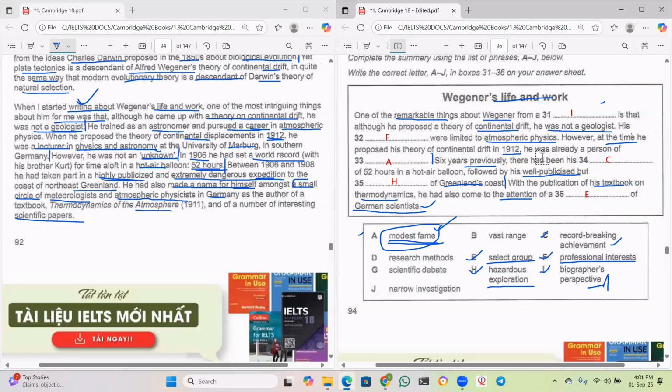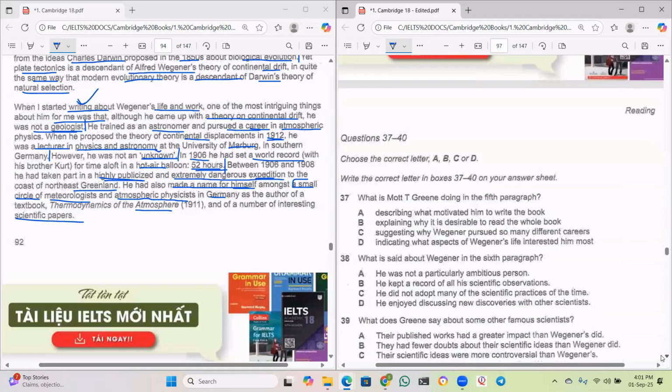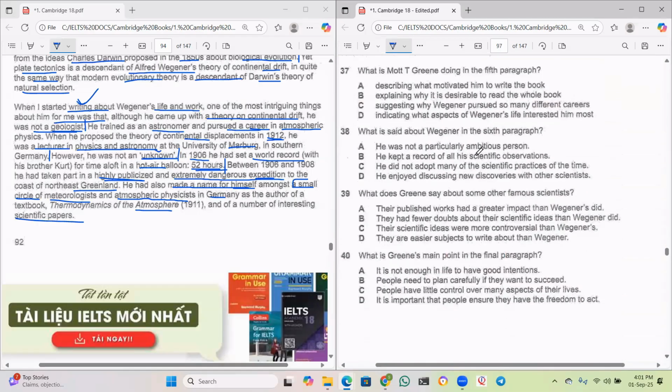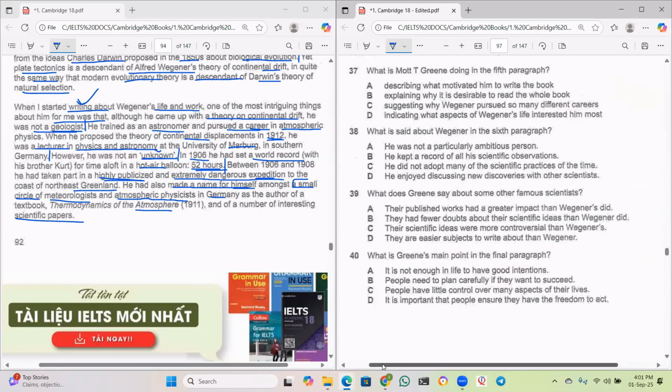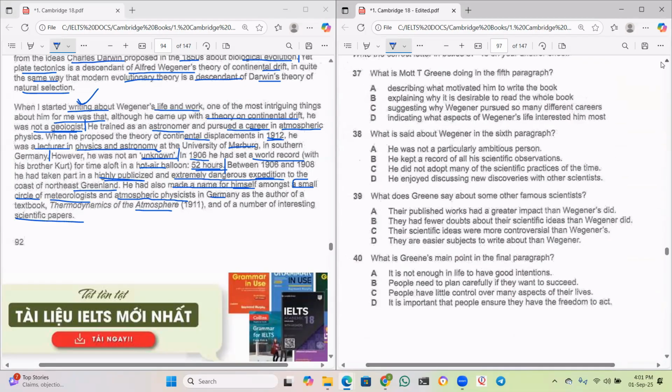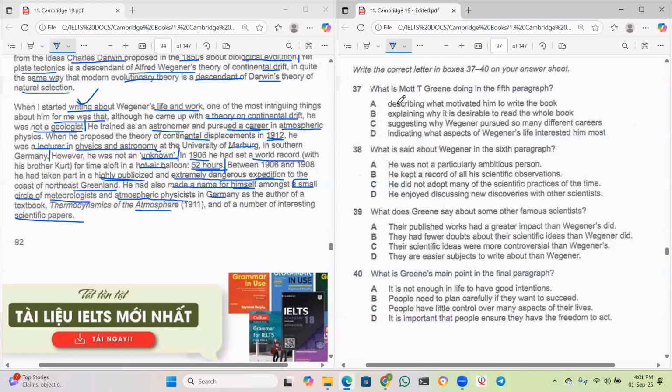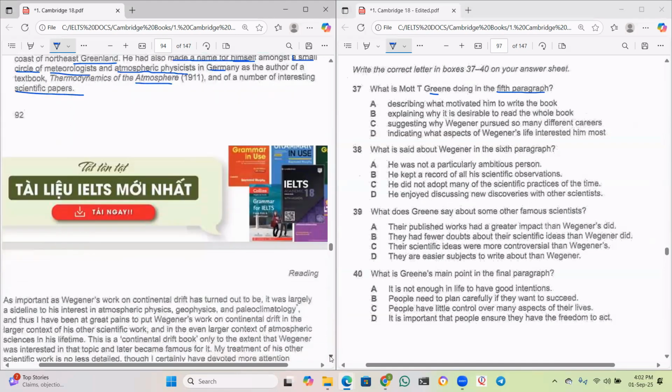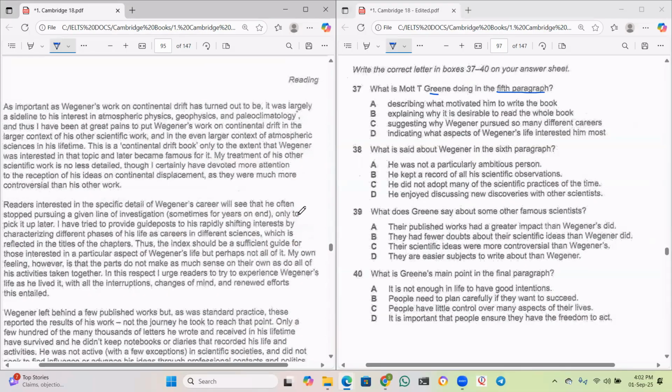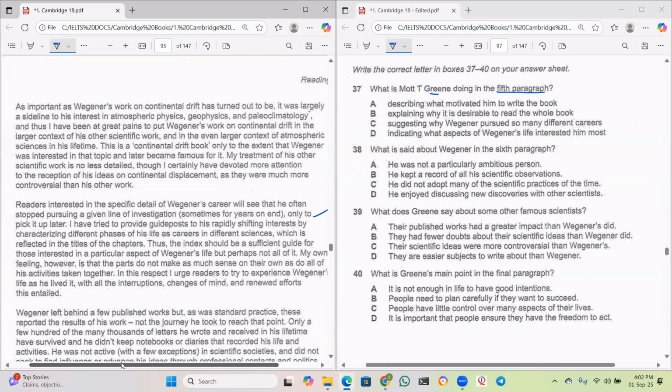Okay. This passage was easy. There's nothing much difficult about it. And yes. Let's move to the next set of questions. I think we have answered all these questions, right? Yeah. What is the next set? So it is like multiple choice questions, right? Now let's not waste any time. What is Mott Greene doing in the fifth paragraph? Now he's talking about fifth. This is the fourth and this one is the fifth paragraph. So let us read this fifth paragraph without wasting any time.